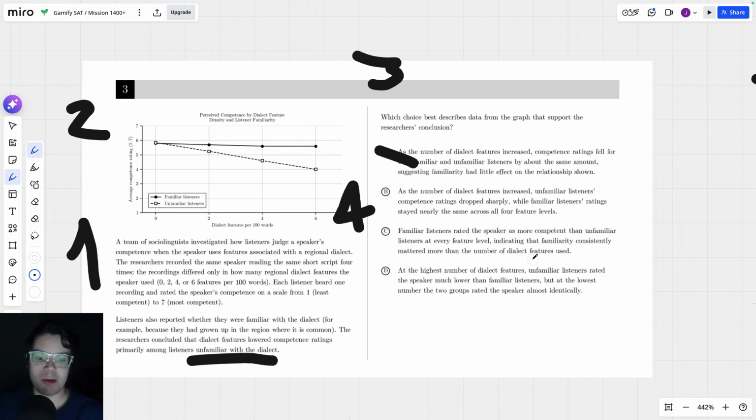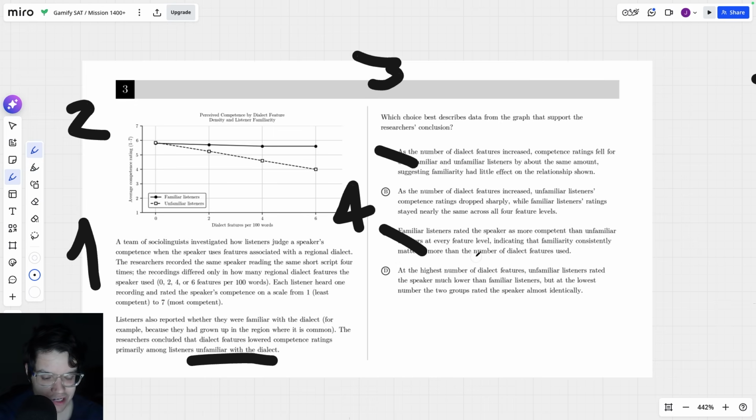In addition to that, this says that the familiarity is more important than the number of dialect features. We're not saying anything here about it being more important. We're saying that both of them matter, but specifically the unfamiliarity that's really causing people to decrease. Still, there's some kind of difference in the number of dialect features. That still plays somewhat of a role. So I would say for those reasons, C just doesn't seem as good, so probably not C.